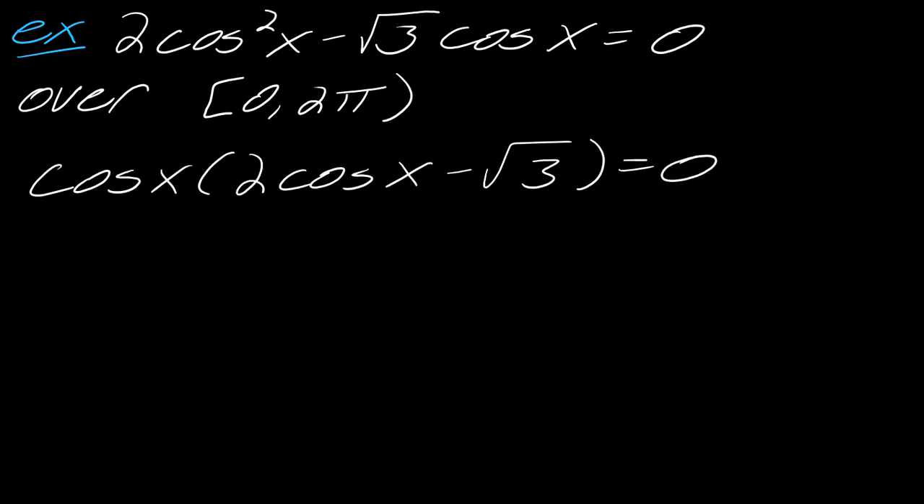So, okay, this is going to factor as cosine x times 2 cosine x minus square root of 3. So notice in this case, we don't factor it like a trinomial.